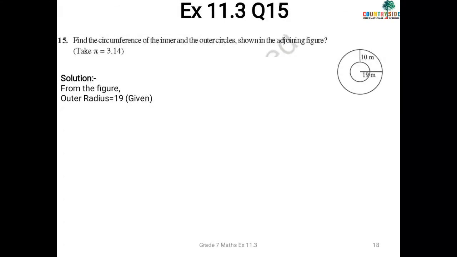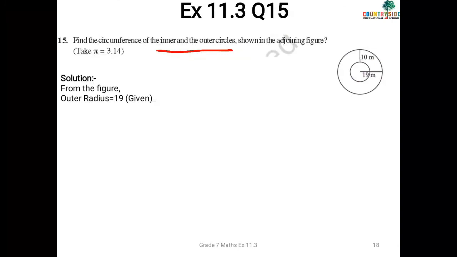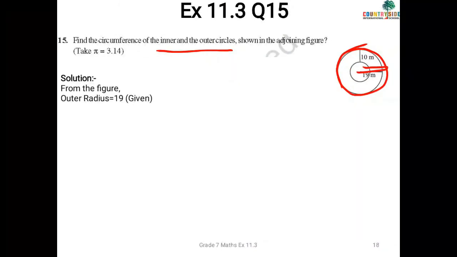So scholars, now let's start question number 15 from exercise 11.3. This is a very unique question, so I want everyone to put a star on this question. The question is, find the circumference of an inner and outer circle. As you can see, there are two circles, the small one and the bigger one, that is the inner and the outer circle, and we have to find the circumference. The radius is given to you. The outer, bigger circle has the radius of 19 meter.